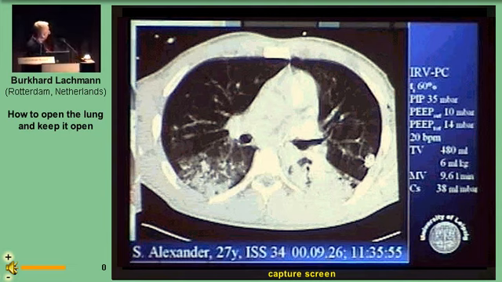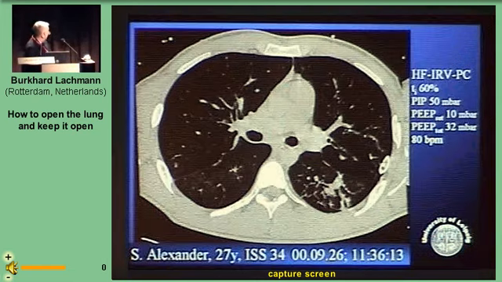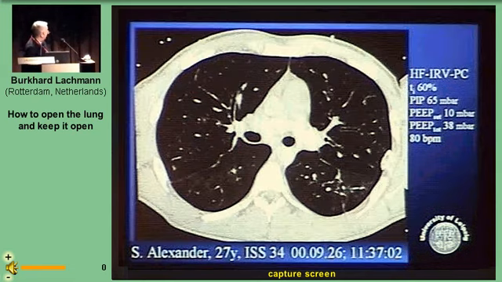Now finally I'd like to show you a patient with a CT. Look at the time, 11:35:55. This picture is taken at a pressure of 35. 20 seconds later at 50, people are not happy with this region here. The pressure goes up to 65. Now everything is gone 1 minute later.